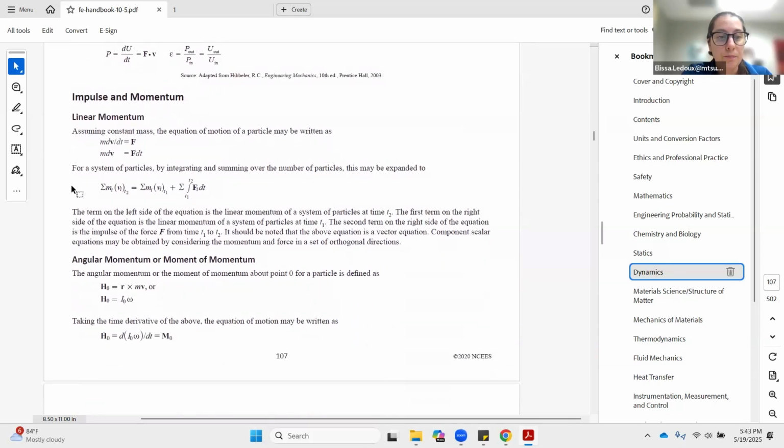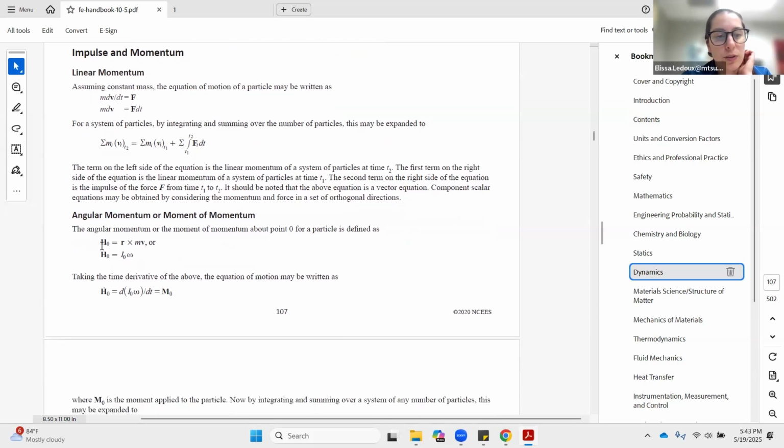Impulse and momentum. So the linear momentum: F delta t equals m delta v. That is, if you have an impulse, which is a force applied over a time period, it results in a change in velocity. And you can see that this is just Newton's second law rearranged. So we have m times dv/dt, which is ma equals F, and then you rearrange, you split up the dv and the dt, and you get F delta t equals m delta v.